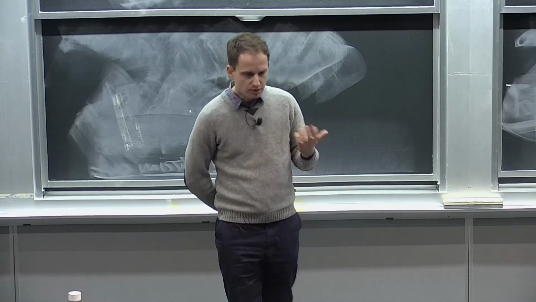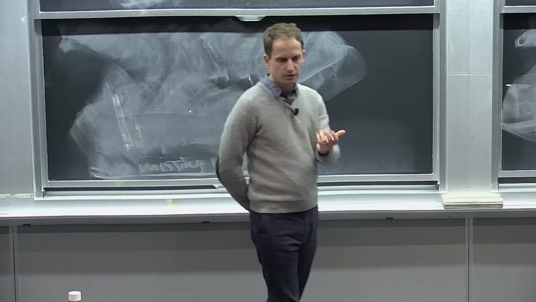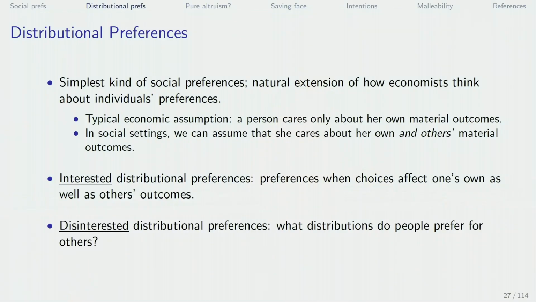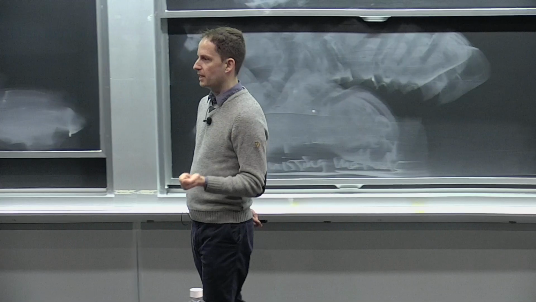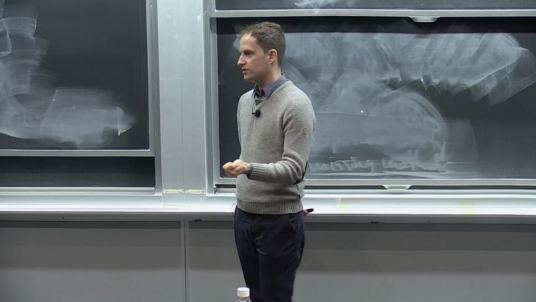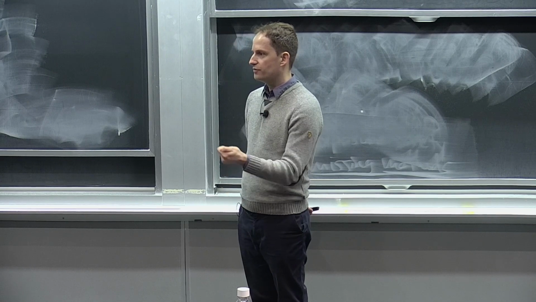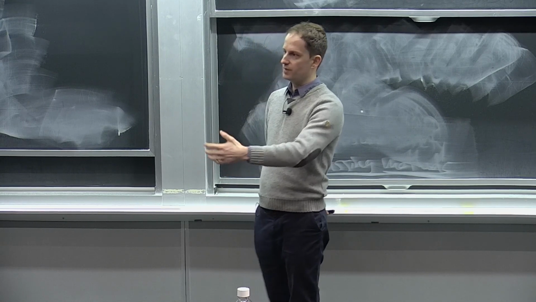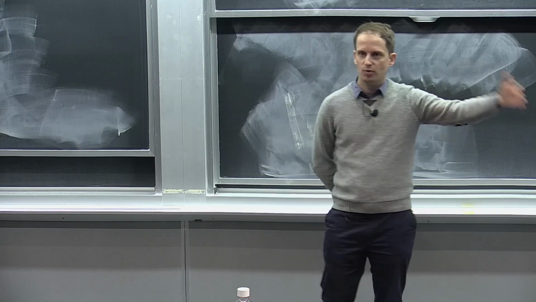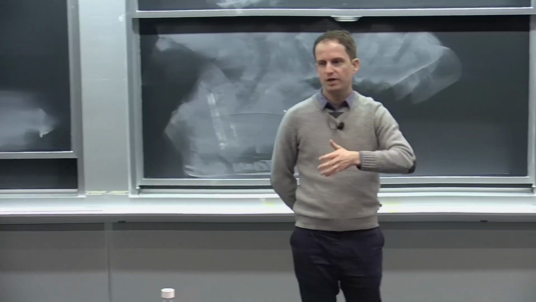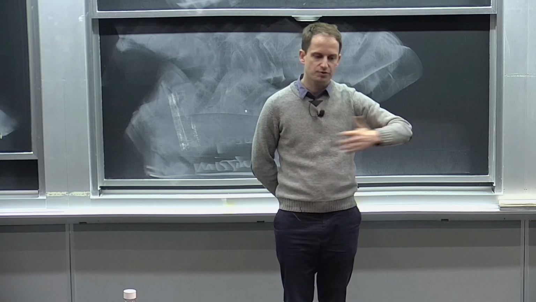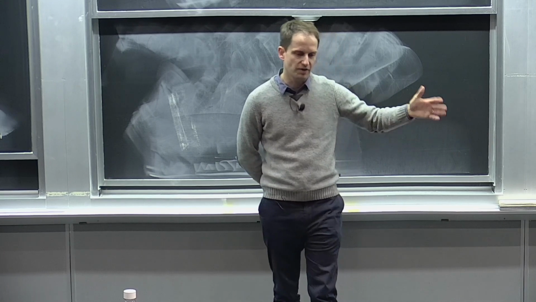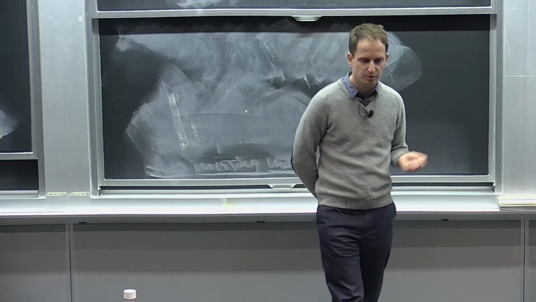So again, the person cares not only about how much they get, but also about the other. There are two versions of that, and this is what you were saying earlier: interested distributional preferences and disinterested distributional preferences. The interested one is where I'm involved and I get a certain outcome, and there's another person involved, and I put some weight on that other person. So it's about me versus another person, and how resources are being divided. Could be multiple people, of course.